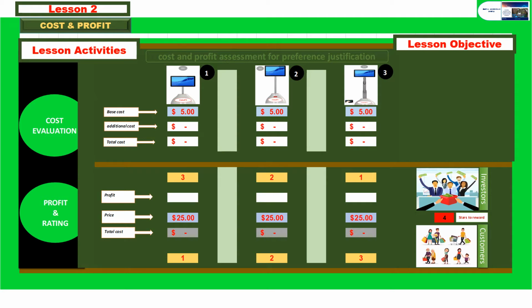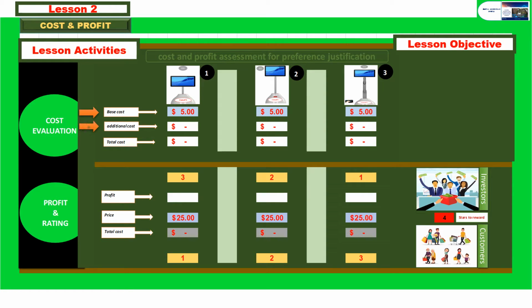Let's begin here with a base cost. The base cost is the cost that we incur in producing the lowest version. Here it is $5. So the base cost will be $5.